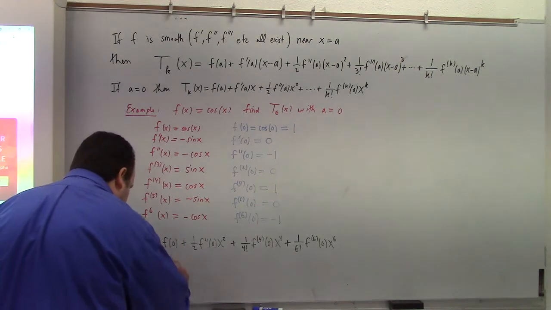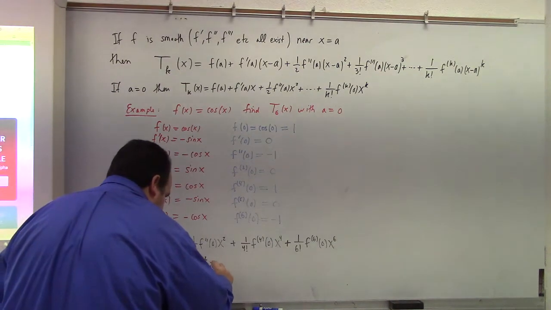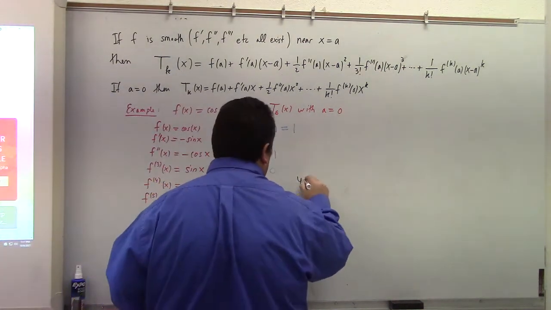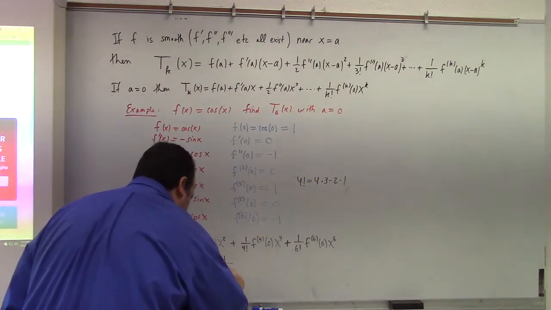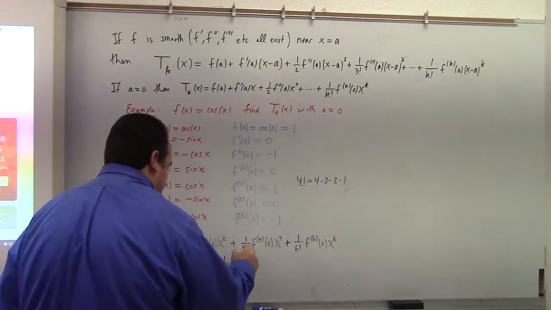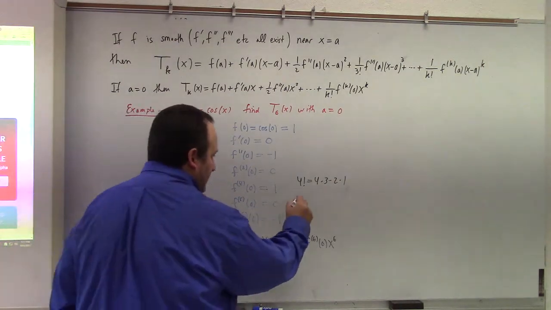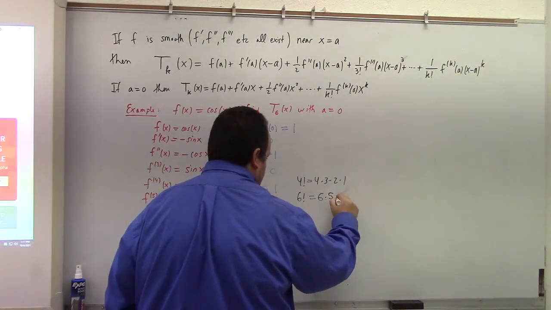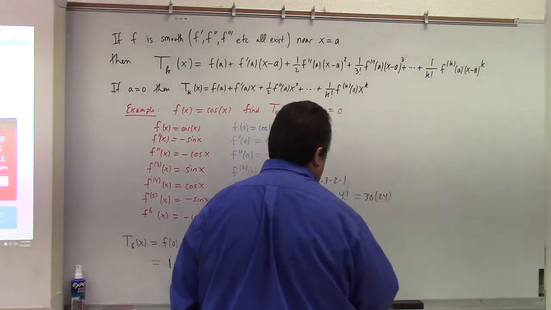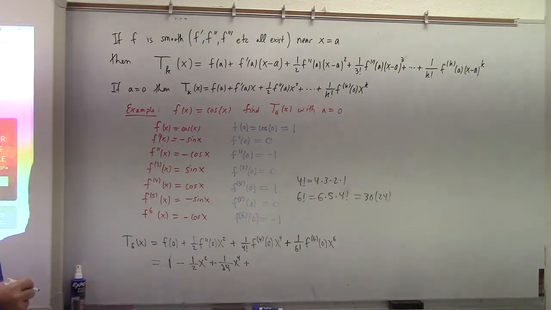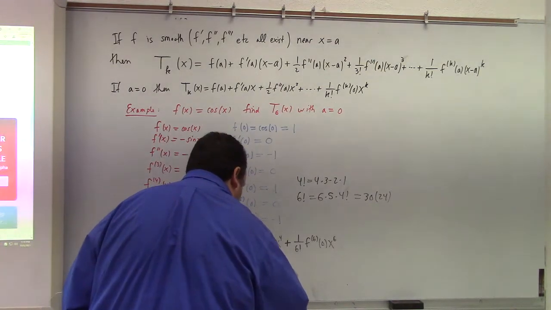So what do you got here? You got 1 minus 1/2 x squared plus 1 over 4 factorial, by the way, guys, is 4 times 3 times 2 times 1, also known as 24. What was f4? Well, it was 1, right? So plus 1/24 x to the 4th. 6 factorial is 6 times 5 times 4 factorial, which is 30 times 24, which is a big number. That's 600 plus 4 times 30, 720. So 1 over 720, x to the 6th. And there you go.